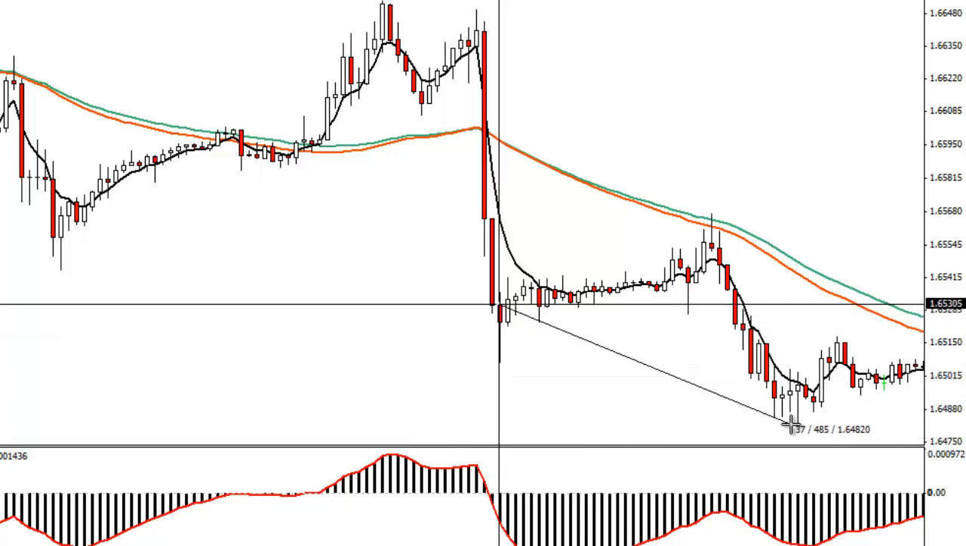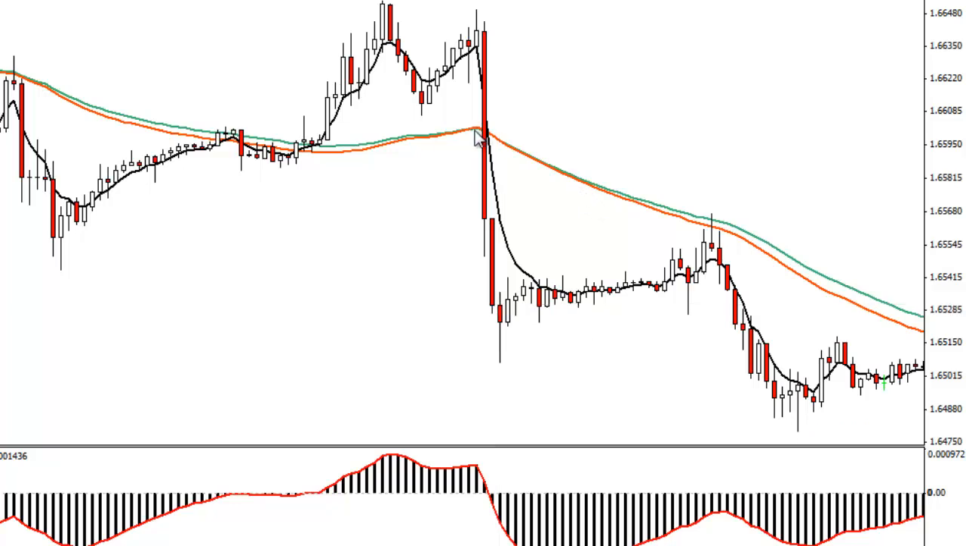So again, target 20 pips, and your stop loss should be above these linear weighted moving averages, or it can be above this candlestick also. This should be your stop loss, and once you get 20 pips profit, exit the strategy.